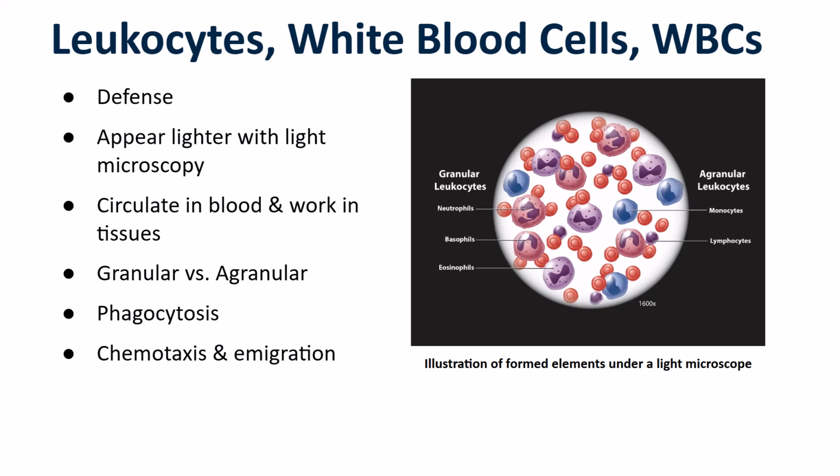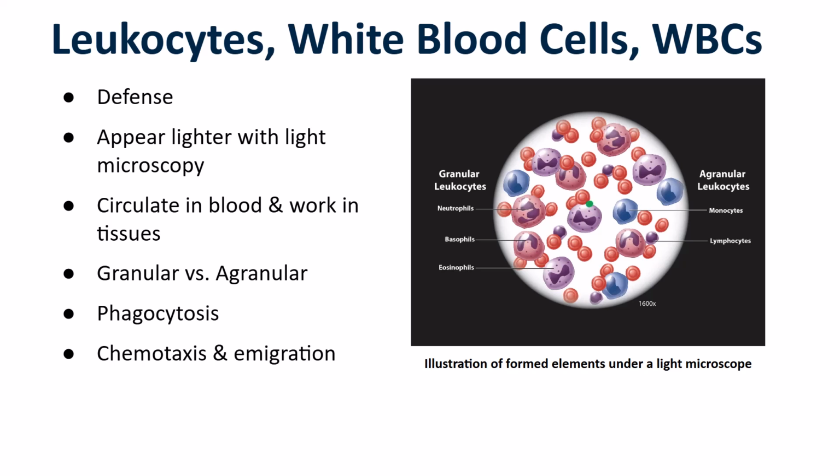They are very easily imaged with light microscopy, and they appear lighter than the surrounding erythrocytes or red blood cells, oftentimes also appearing slightly blue or even purple. They will circulate throughout the blood, and some of them are going to move into the tissues where they will ultimately live or function. We can distinguish two major classifications of white blood cells: granular versus agranular.